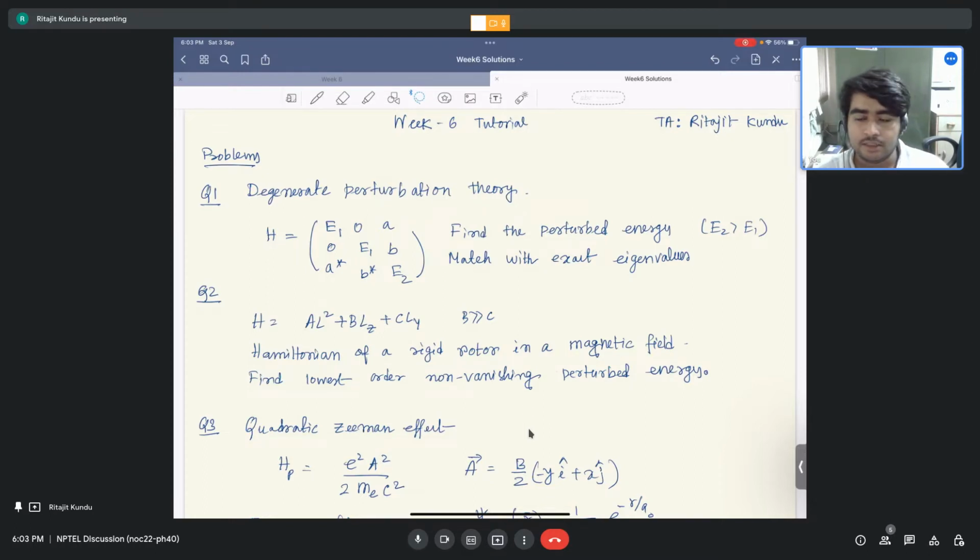Okay. So before starting, let me just confirm, is my screen visible and audio clear? Can anyone confirm it?